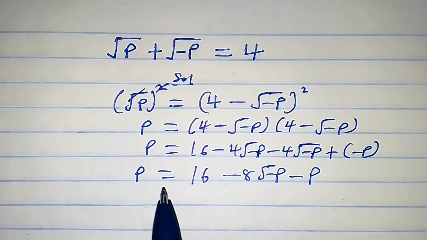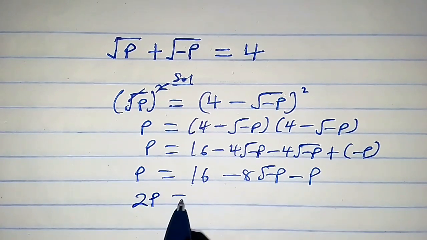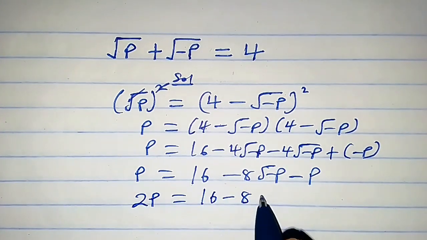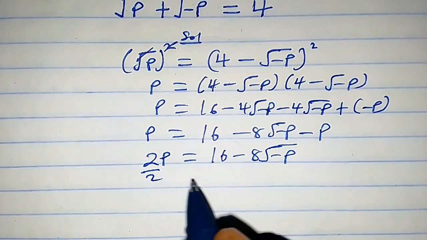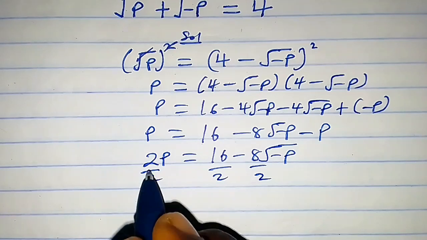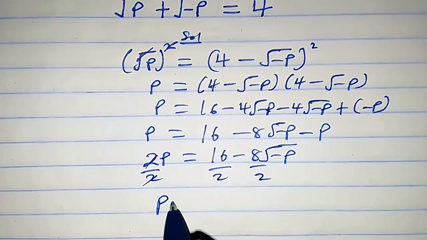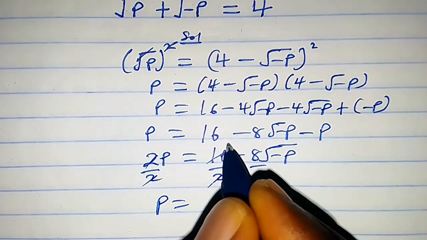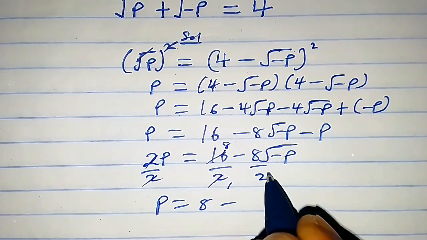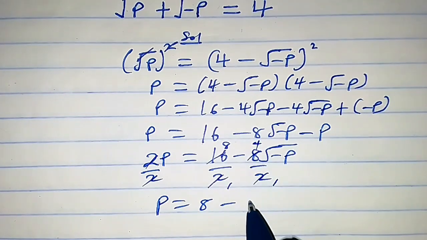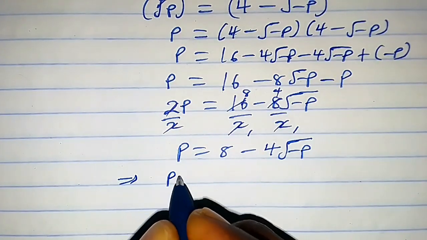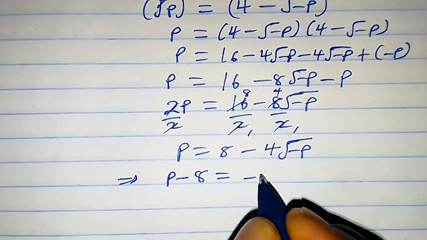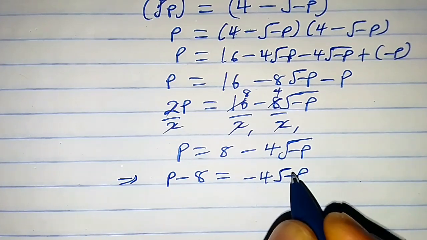When this minus p comes to the left, we have p plus p, which is 2p equals 16 minus 8 times square root of minus p. So let's divide both sides by 2. We're going to have 2 here, 2 here. So 2 cancels 2, we have p equals, 2 here 1, 2 here 8, so we have 8 minus, 2 here 1, 2 here 4. So we have minus 4 times square root of minus p. This implies that we have p minus 8 equals minus 4 times square root of minus p.